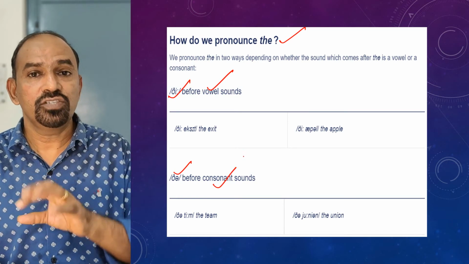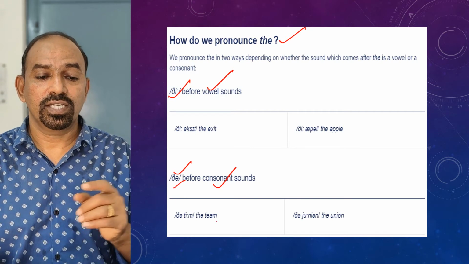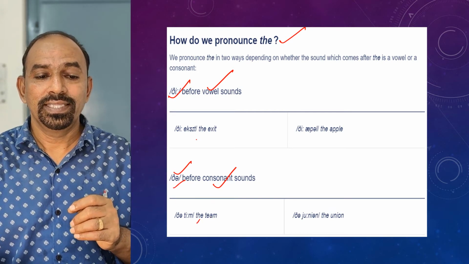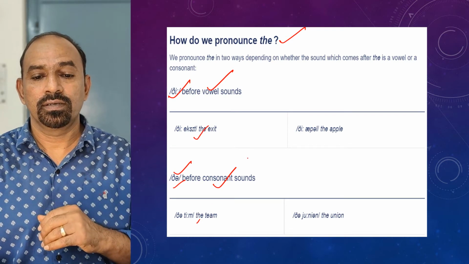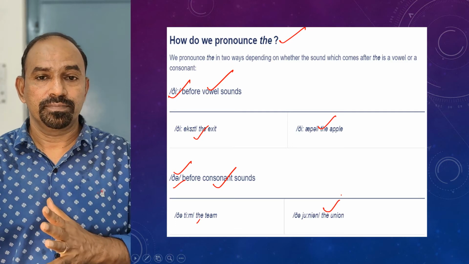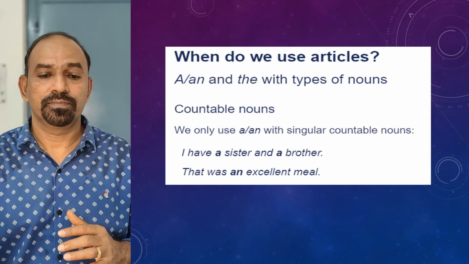And when it is used before a consonant sound, we pronounce it as "the". Example: the team, the here, the exit, the apple, the union. So that is the pronunciation rule of "the".